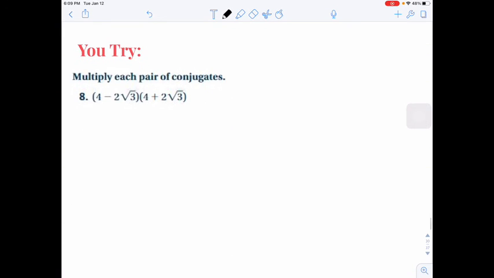So now I would like you to try number 8, multiply each pair of conjugates. 4 minus 2 radical 3 times 4 plus 2 radical 3.